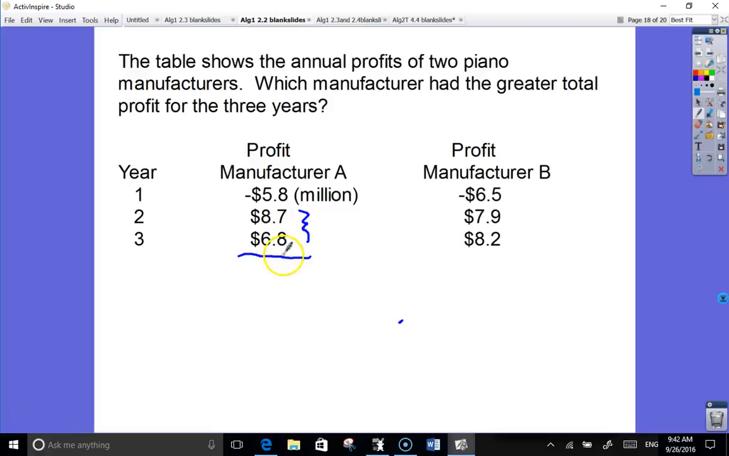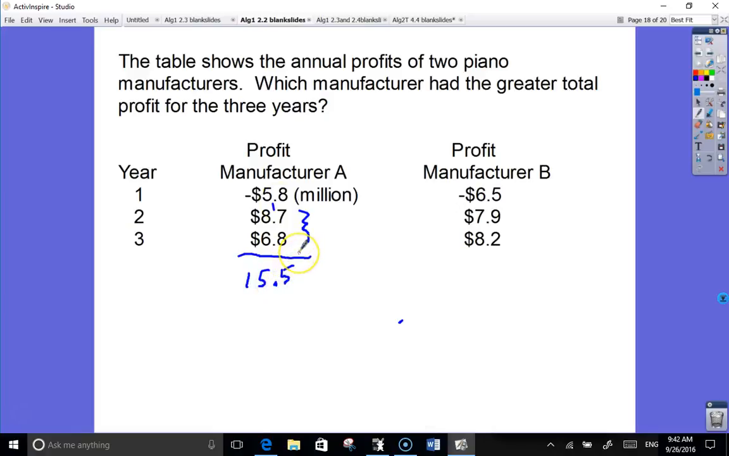7 plus 8. Come on, these are first grade math facts. 7 plus 8. 15, right? 1 plus 8 plus 6. 15. Okay, that's the 2 positives.